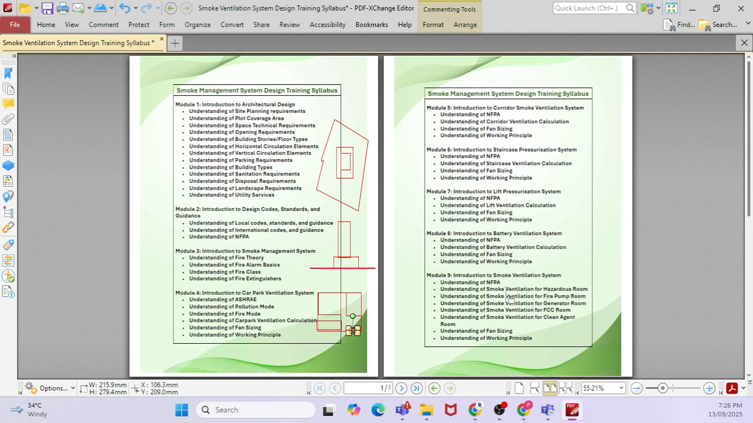And then if you have smoke ventilation for rooms with hazardous material, where you are going to store some chemicals, or you are going to store some oil like diesel, maybe it's a flammable material, that particular room should have proper ventilation. Then you have a fire pump room, a generator room, an FCC room, and clean agent rooms. For all these rooms you have to do a proper calculation, then do the fan sizing, and the working principle of how each and every system works.